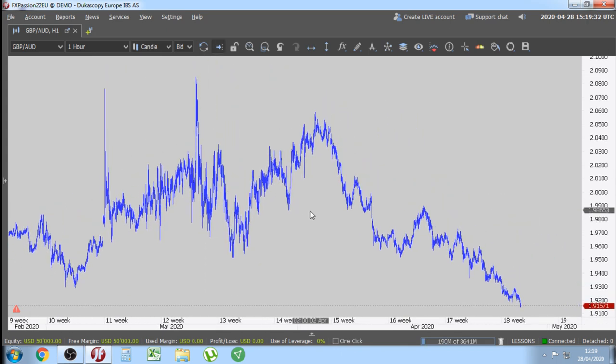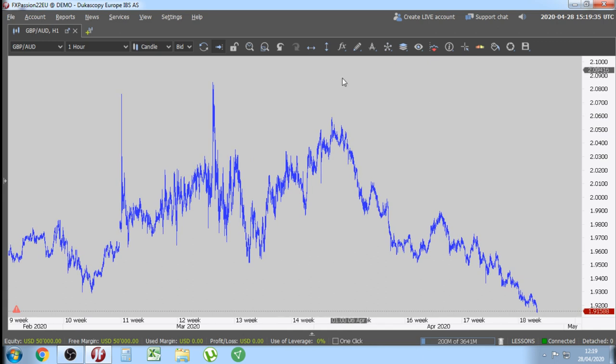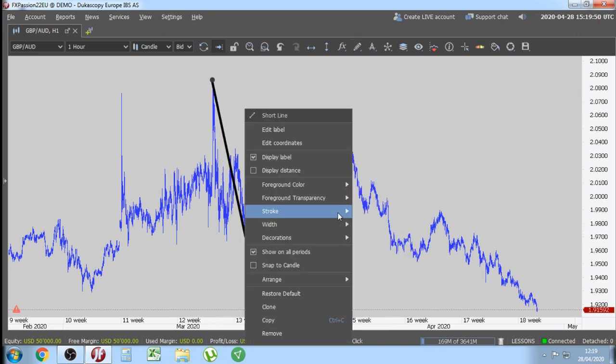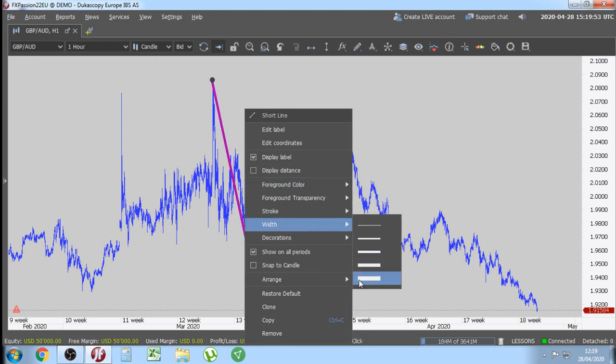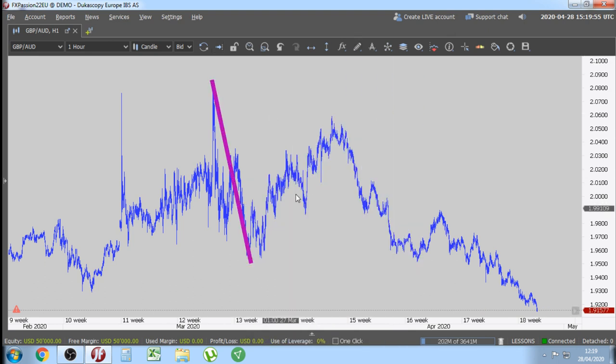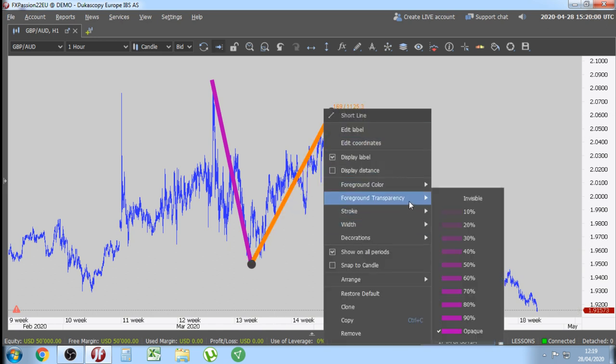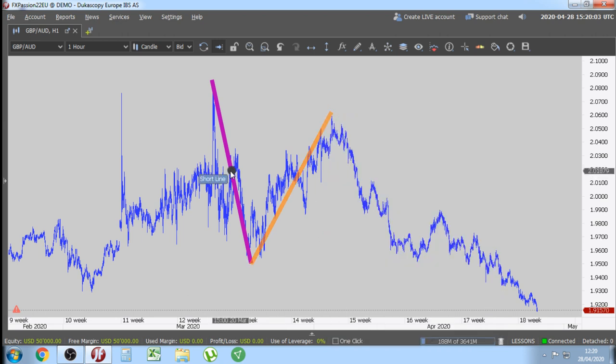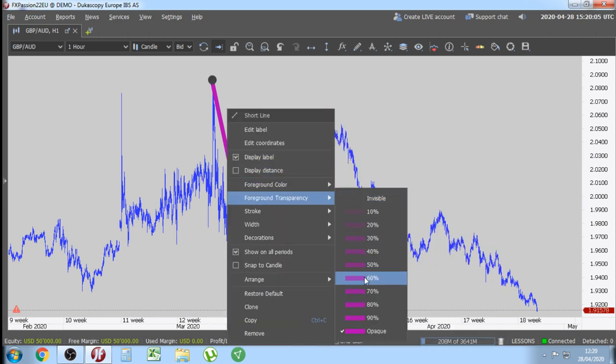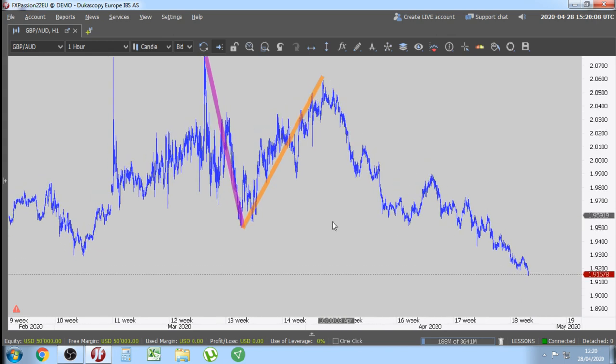So on the 1 hour chart, what is happening? Well, this is extension, retracement, and we are in extension right now. So let's color code this in a different color. This would be the first extension, something like this. This would be the first retracement, something like this, and transparency, there you go. And the market is in an extension.